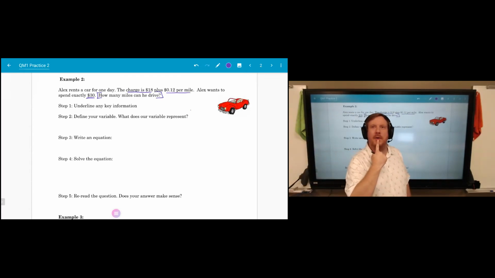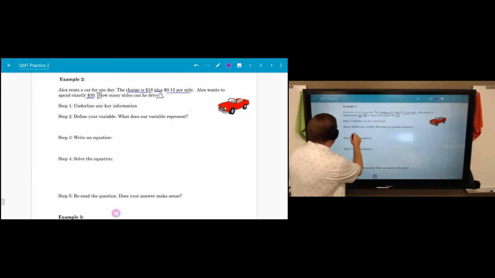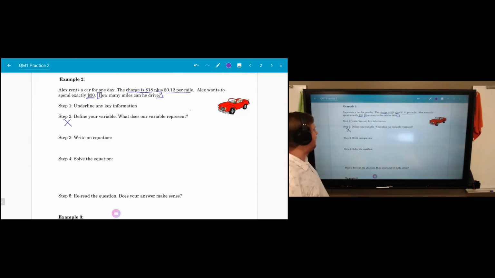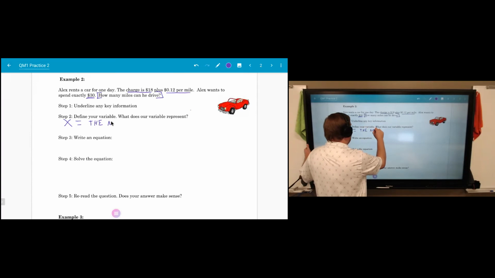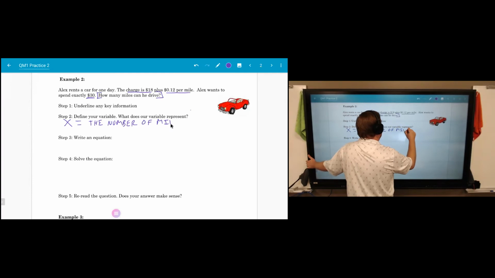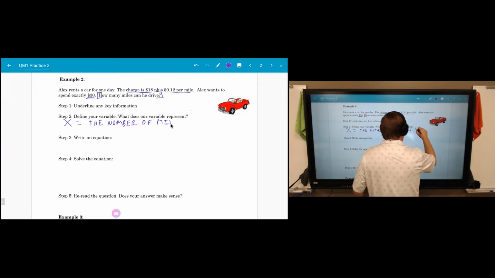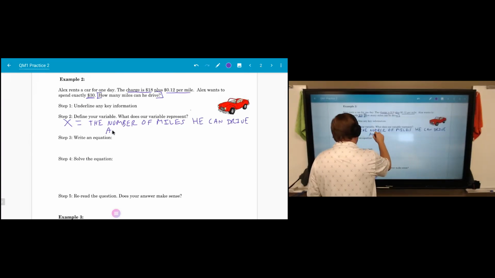The thing we don't know, that's going to be our variable. I'm going to get real creative this time. So instead of being an x, I'm going to draw the x the other way first. There we go. We'll use that as x. X is the number of miles he can drive and spend exactly $30.